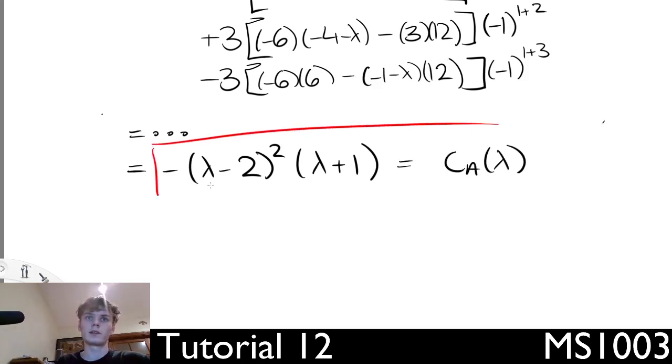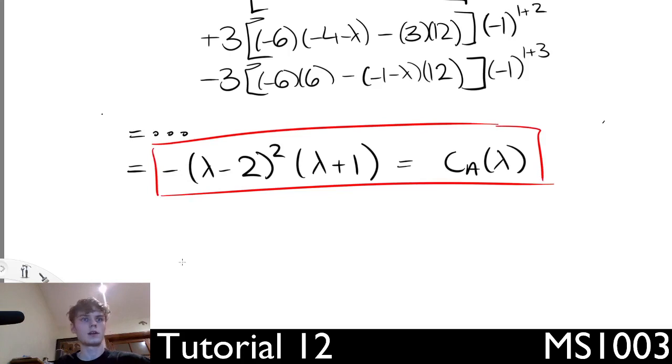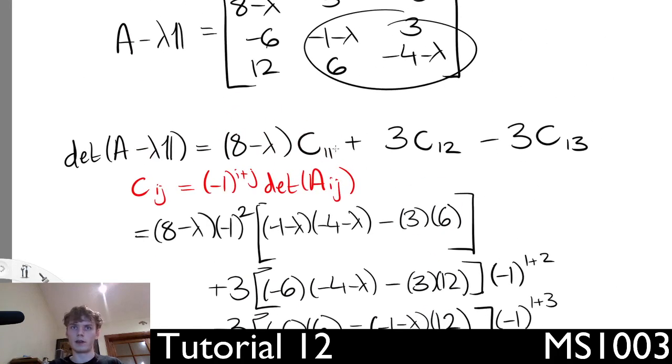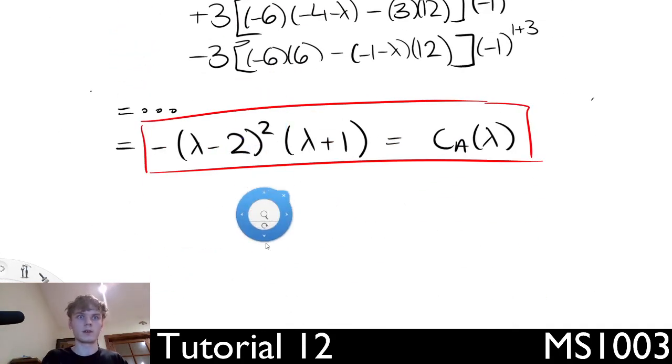Now, one thing I want to say very quickly. Don't confuse the c here of the characteristic polynomial with the c of the cofactor expansion. Completely different things. Just in case anyone gets confused.